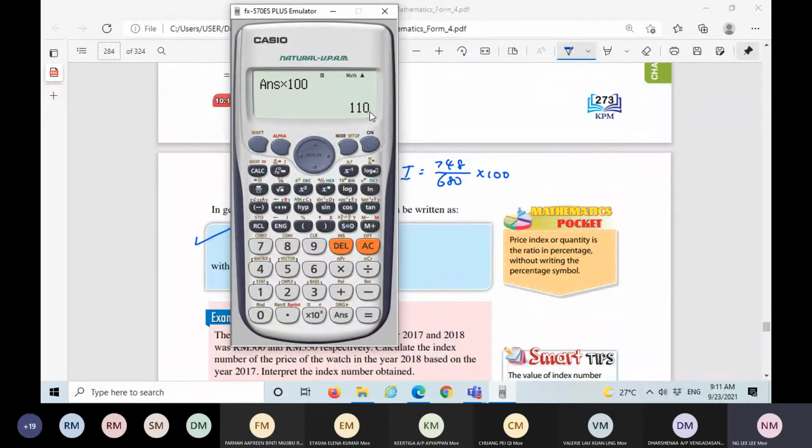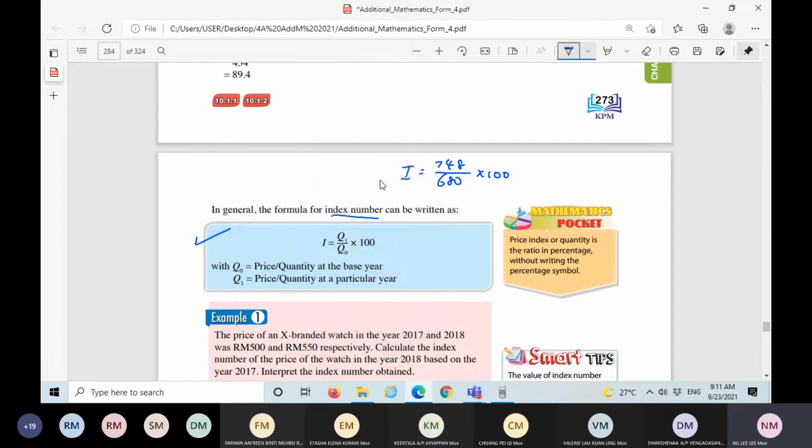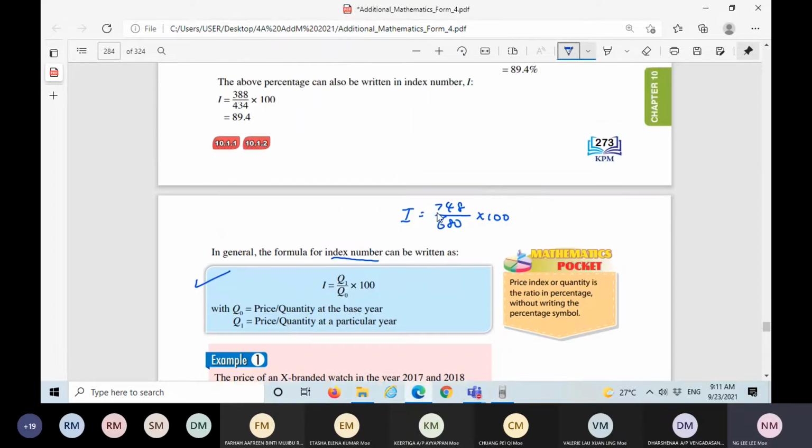This is what I say. You must be able to relate our normal knowledge about the price increase or price decrease with the index number. If you see the index number is 110, you have to understand it means an increase of 10%. Okay, and then the formula is this. So it's actually quite simple for this chapter.